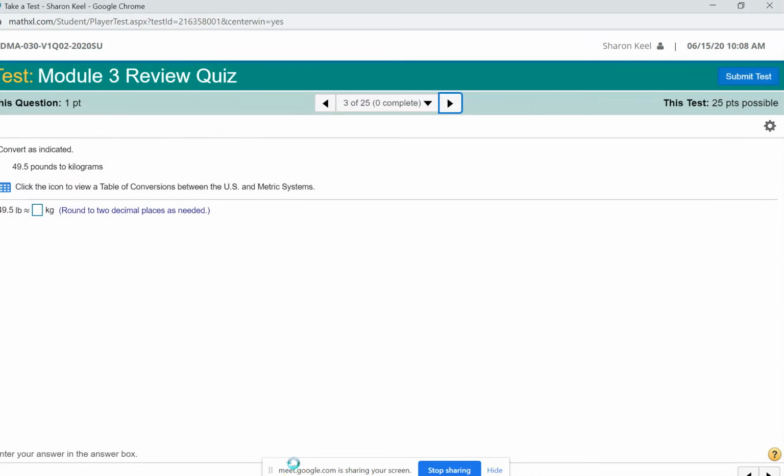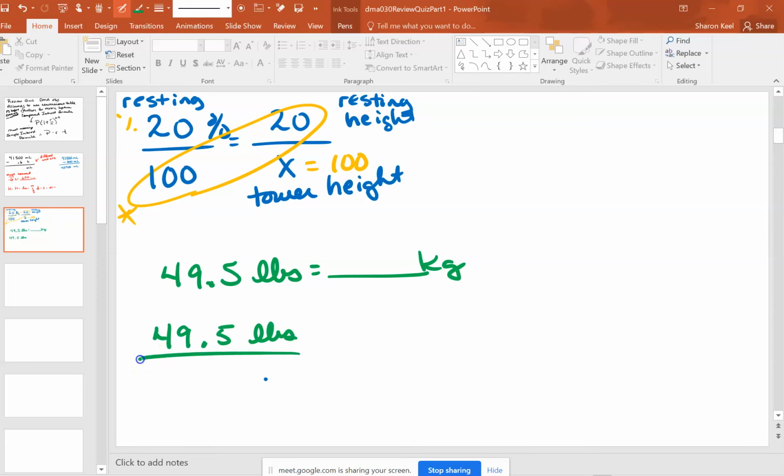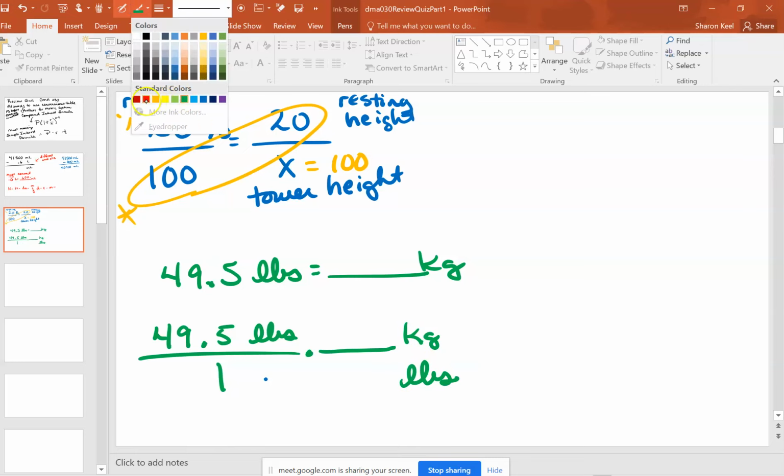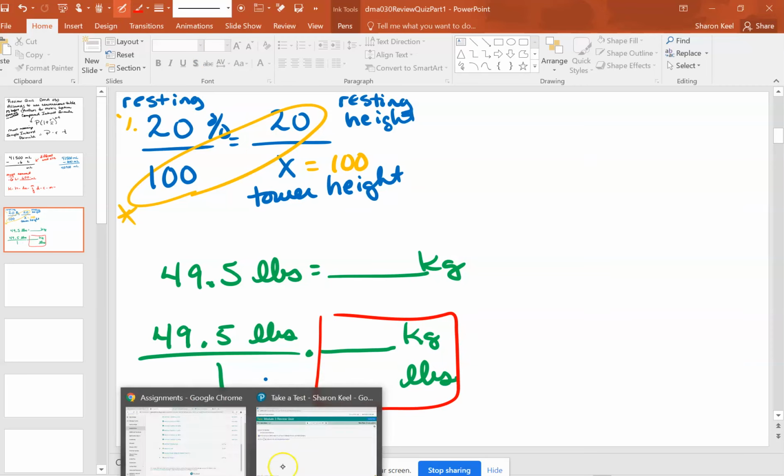We're converting 49.5 pounds to kilograms. So the way we do these is we do 49.5 pounds, put it over 1. We're going to multiply it by something to give us kilograms. We need to put pounds on the bottom. The value that's going to go here is going to come from the conversion chart. So let's look at the conversion chart.